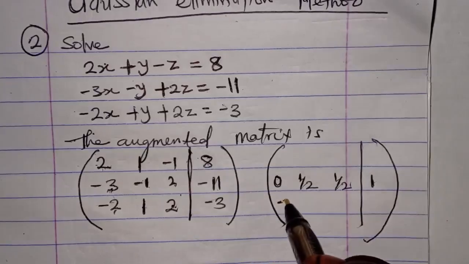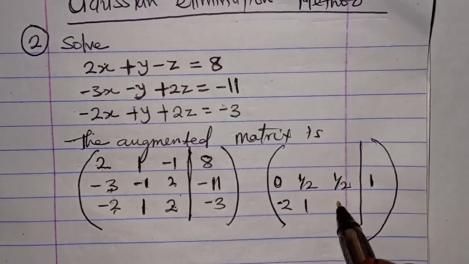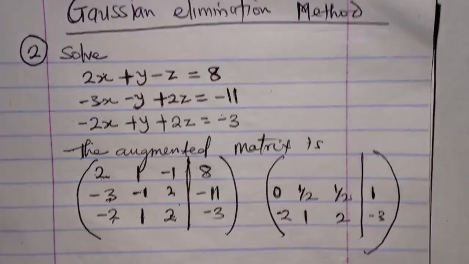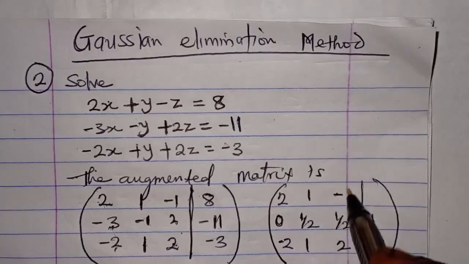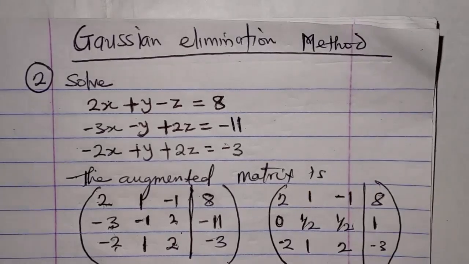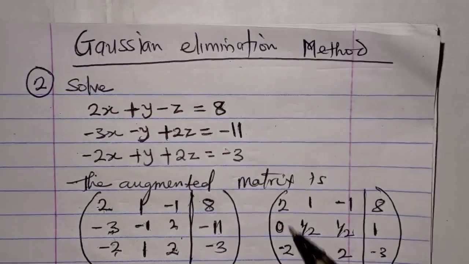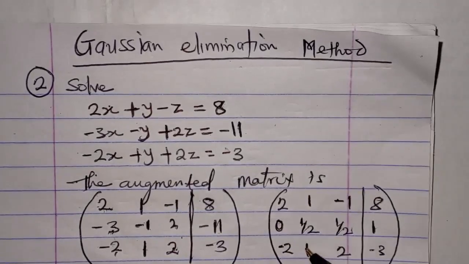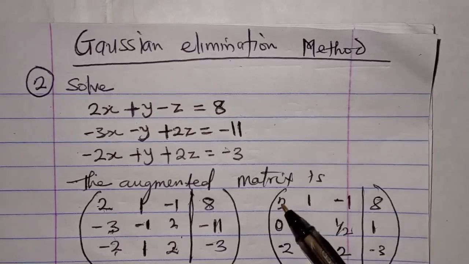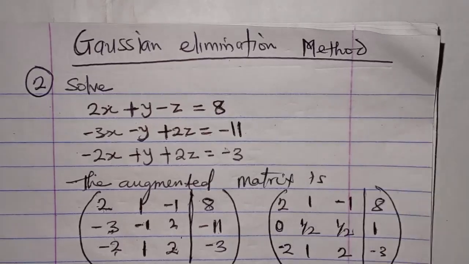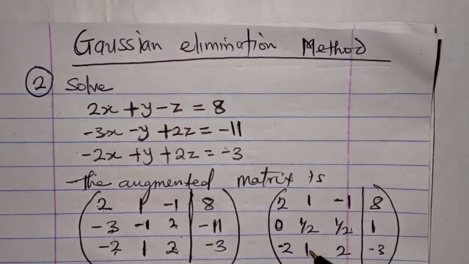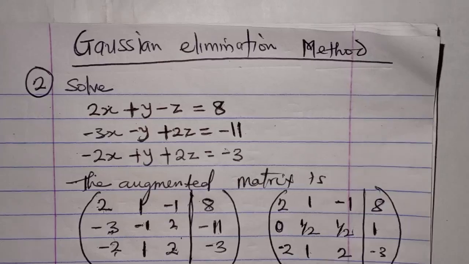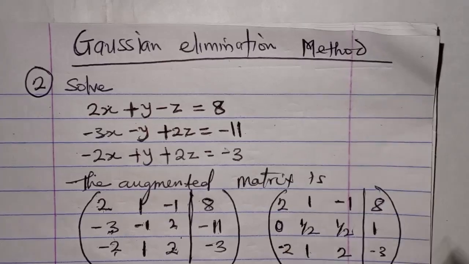So this is 3, minus 2, 1, 2, minus 3. And then we have 2, 1, minus 1, 8. The goal is to make this, and this to be 0. We are going to deal with this one later to make it 1. It's going to be easy, so let's not bother about it too much. 0, 0, 0. That's the focus for now. Now let's make this 0.